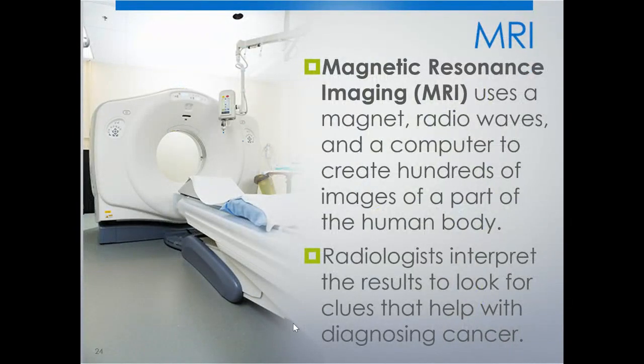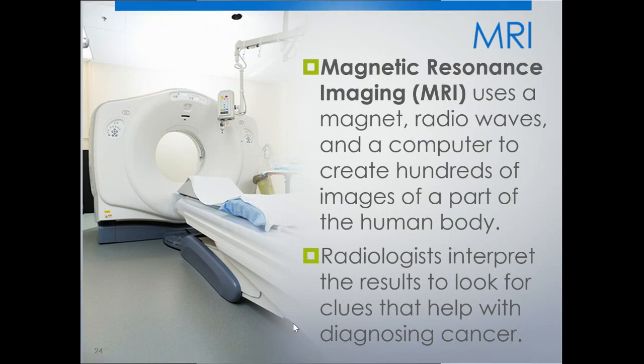An MRI, or magnetic resonance imaging, uses magnetic radio waves and a computer to create hundreds of images of a part of the human body. These images are then analyzed by radiologists to look for clues that help with diagnosing cancer.